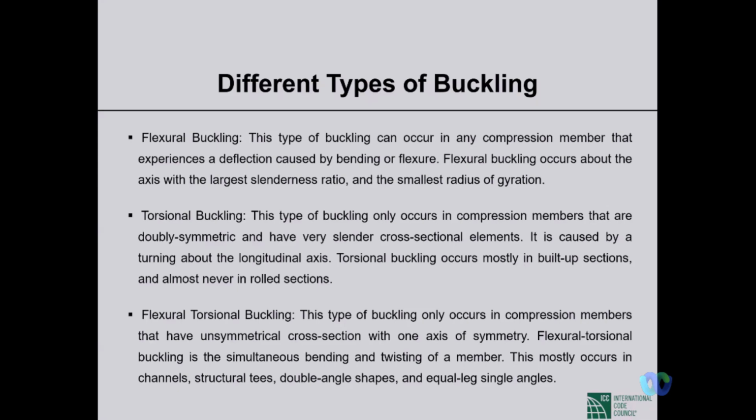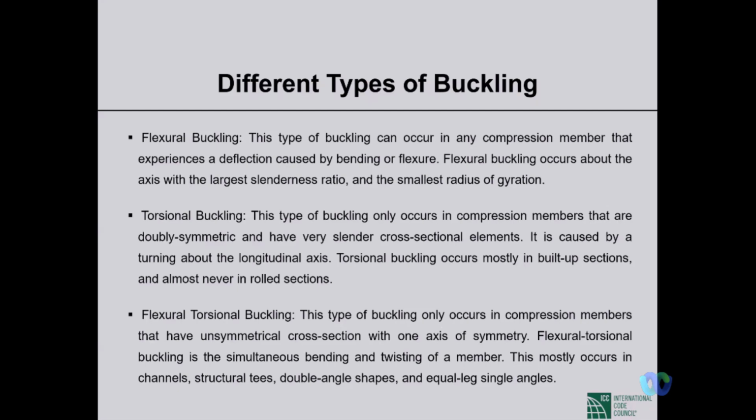Torsional buckling. This type of buckling only occurs in compression members that are doubly symmetric and have very slender cross-sectional elements. We're talking about elements, right? Not members. That is either flanges or webs. It is caused by a twisting about the longitudinal axis. Torsional buckling occurs mostly in built-up sections and almost never in rolled sections. In rolled compact sections, we do not expect torsional buckling. In cases of built-up sections and non-compact sections, we can expect torsional buckling.